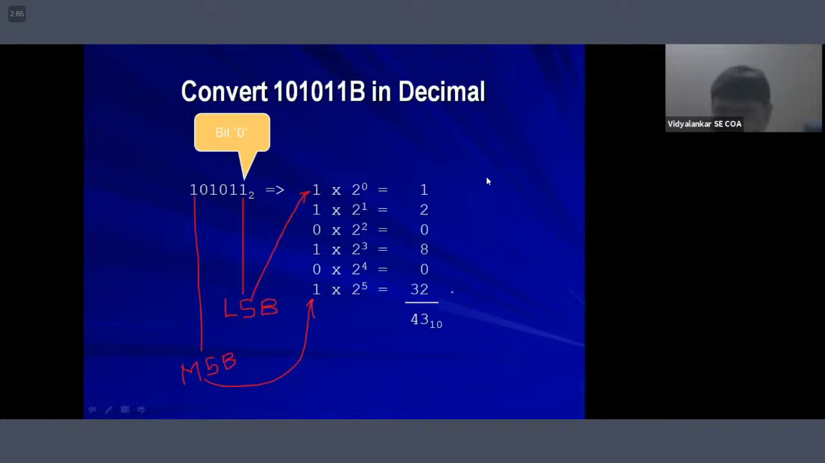Division becomes multiplication. You multiply by power of 2, that is 2 to the n, where n is the weight. Now what is the weight of this particular bit? 0. So you multiply 2 to the 0. This bit? 1. So 2 to the 1. This bit? 2. So 2 to the 2. This bit? 3. So 2 to the 3. This bit? 4. So 2 to the 4. This bit? 5. So 2 to the 5.